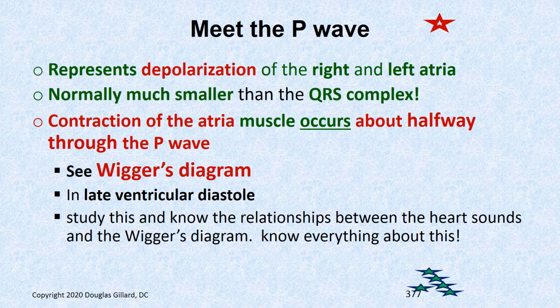Very important. It represents depolarization of the right and left atria. Normally it's much smaller than the QRS complex because there's not as much tissue compared to the left ventricle. You don't have to push much electricity through it.